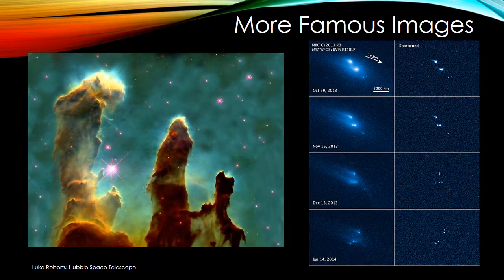Here are a couple more photos from the Hubble Space Telescope. On the left is perhaps the most famous image taken by Hubble that shows stars forming in the Eagle Nebula. On the right is a series of recent images that Hubble has captured, showing the mysterious disintegration of an asteroid.